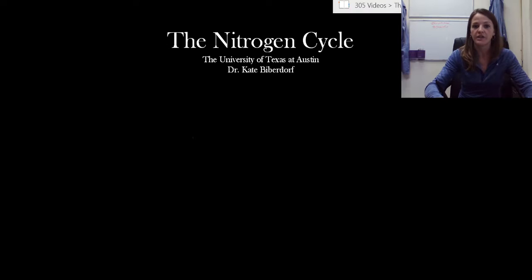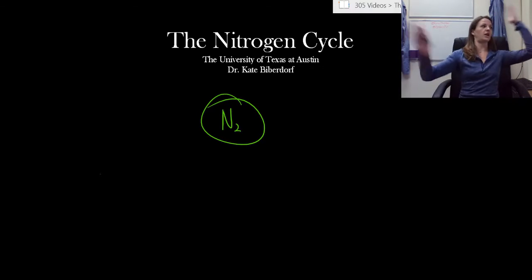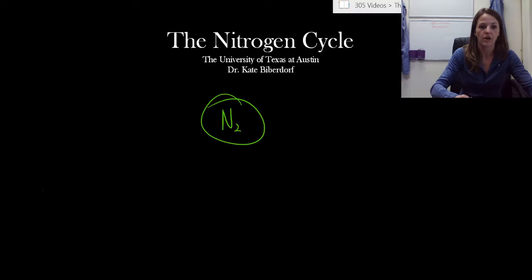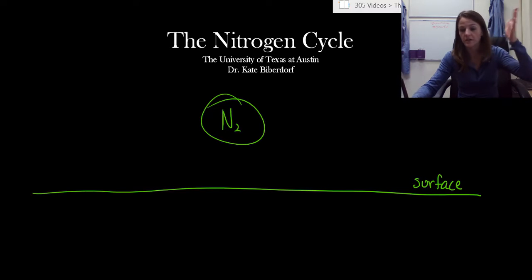We're going to start off by putting nitrogen gas here at the very top. Our nitrogen gas is going to be our gaseous molecules that occur in our atmosphere, so the nitrogen that we're always breathing in right here. After that, I'm going to draw a line right here to separate the air, or the atmosphere, from the ground. This is just our Earth's surface.